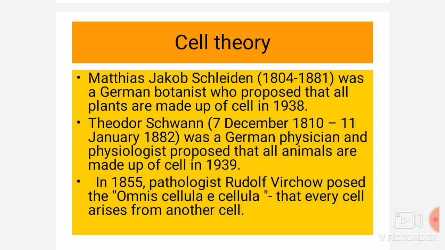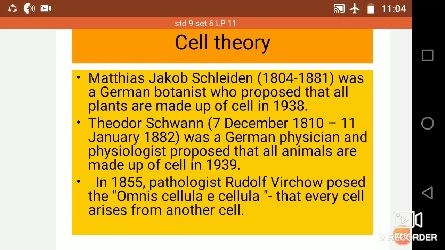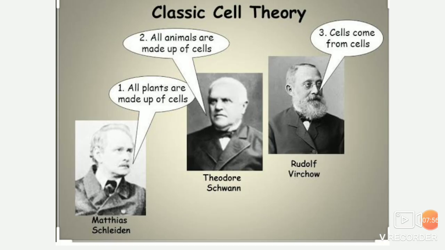So the cell theory was proposed in 1839, as Matthias gave his statement in 1838, Theodor Schwann in 1839, and Rudolf Virchow in 1855. All three statements were combined to make the cell theory. It says that all plants are made up of cells, all animals are made up of cells, and cells come from cells.